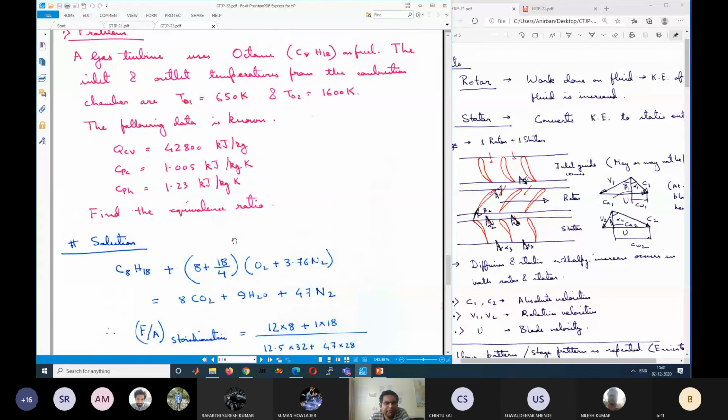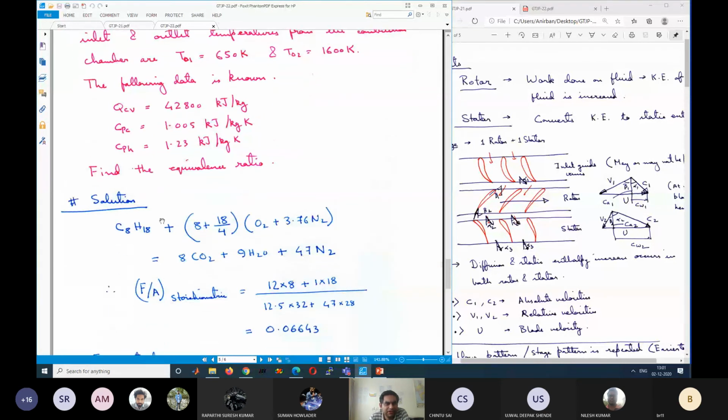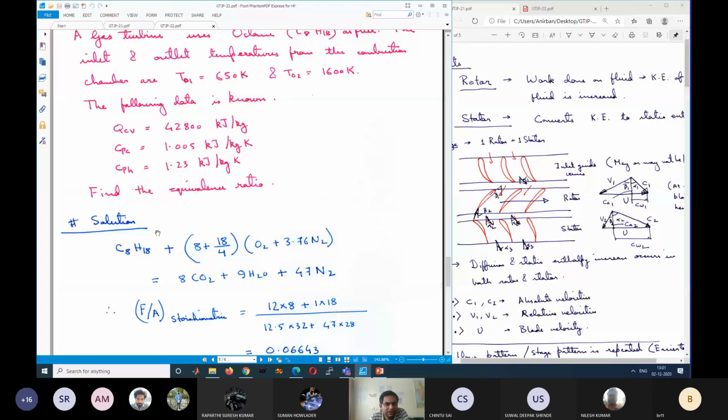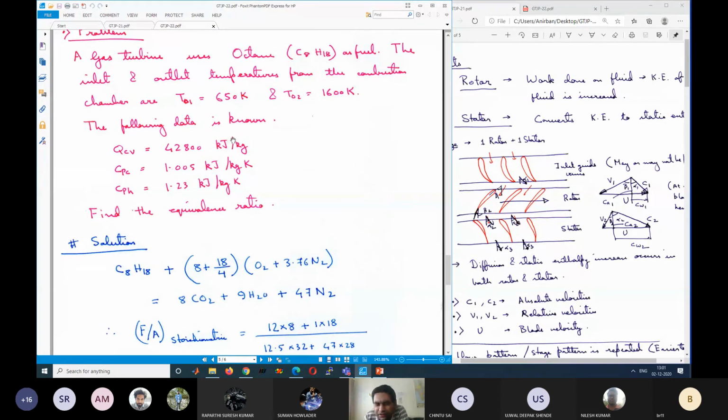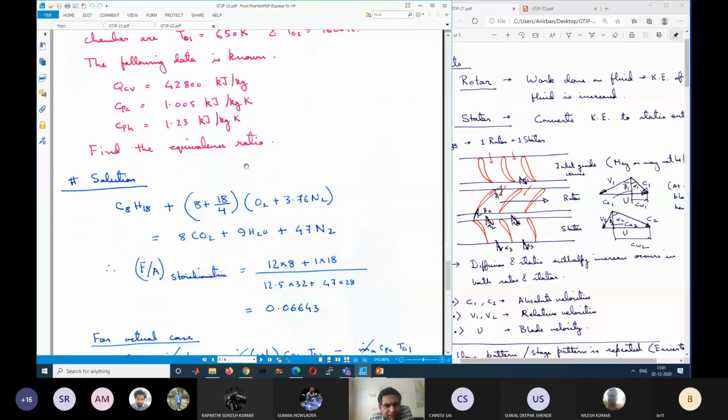So it is a very simple problem. How will you proceed? I will just quickly outline, and you go through it and try to solve it. For any other case, you can take, say, propane C3H8 and try to solve the same problem, or you take hydrogen. Any hydrocarbon you take, try to solve the same problem in a similar way.